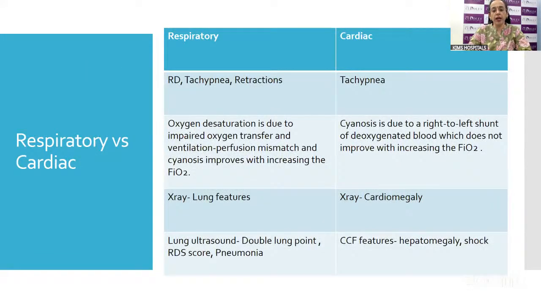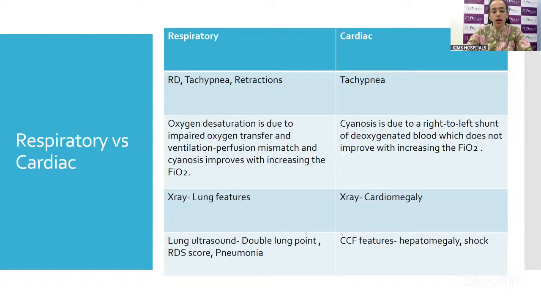When we see respiratory versus cardiac, in the respiratory causes of distress the tachypnea and retractions will be more, but in cardiac, more than the retractions, silent tachypnea will be there. In respiratory, the desaturation is due to impaired oxygen transfer and ventilation perfusion mismatch, and the cyanosis improves by increasing the FiO2, whereas it does not happen in babies who have congenital heart disease. X-ray will show the lung features in the respiratory causes, and cardiomegaly and the different shapes that we have mentioned in the cardiac causes.